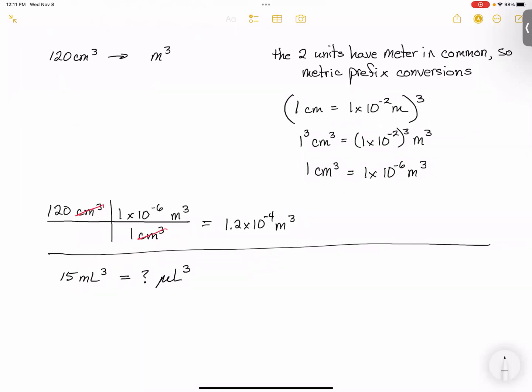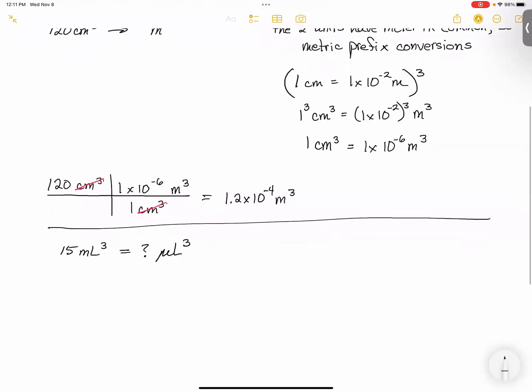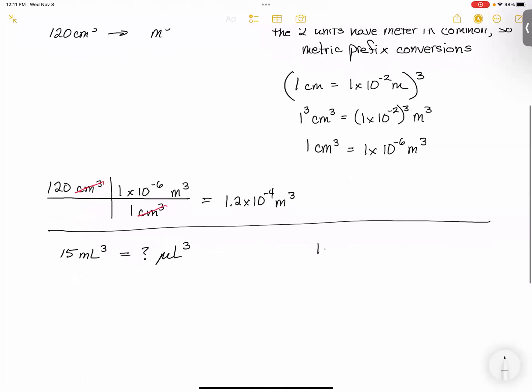They do have liters in common, so we are going to the second conversion table. But when we look it up, we will find 1 milliliter is equal to 1 times 10 to the minus 3 liters, and 1 microliter is equal to 1 times 10 to the minus 6 liters. There's no cubed listed in that second table.